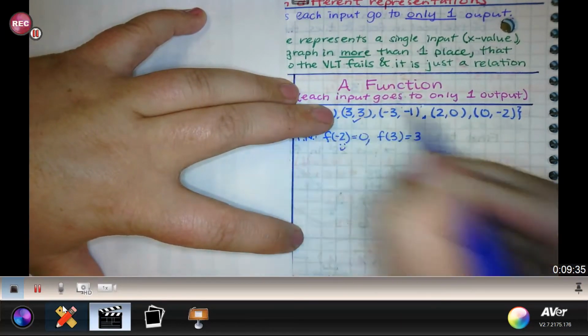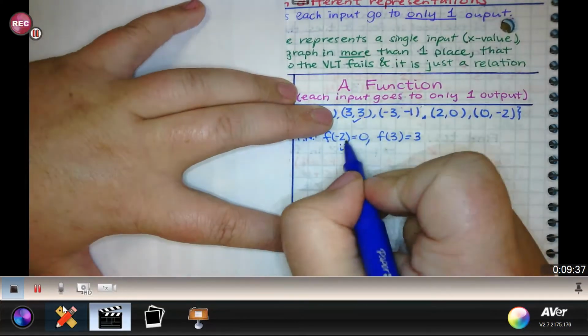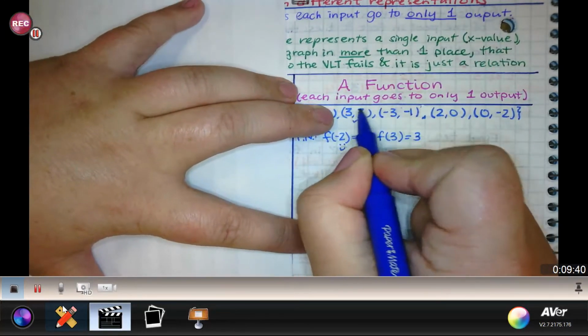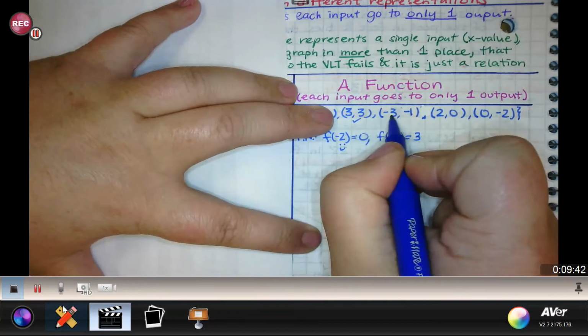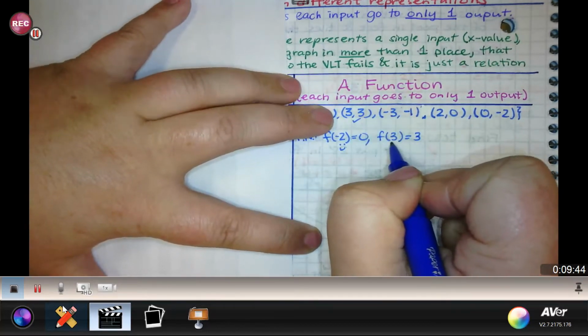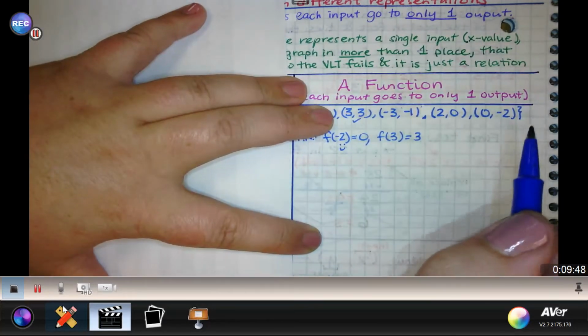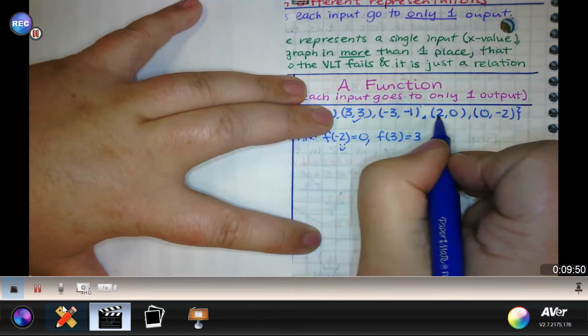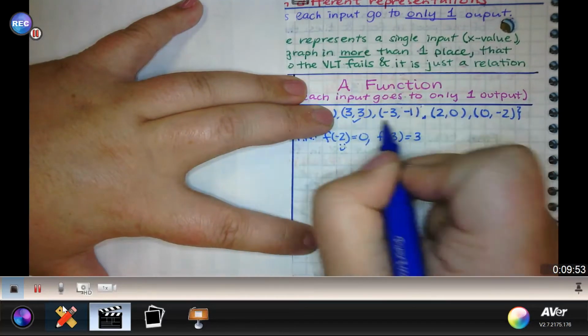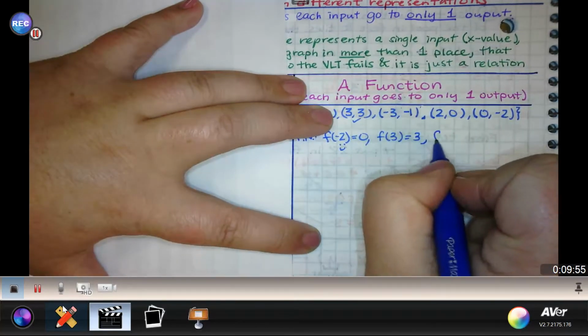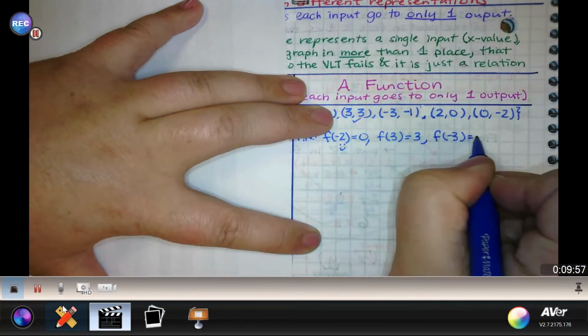And I'm going to give it a check mark because I just did it. Now, again, we need to check to make sure this input does not occur again. So negative 3, not the same thing as 3. Okay, guys, if it's a negative, they're literally not the same number. So don't make that mistake. 2 is not the same and 0 is not the same, so we're good. Then we do the next one, f of negative 3 equals negative 1.